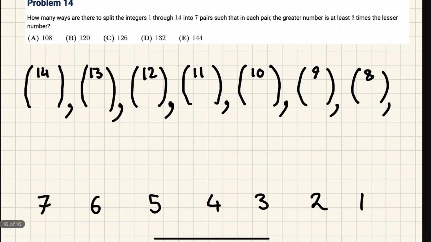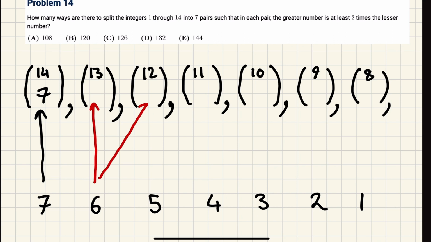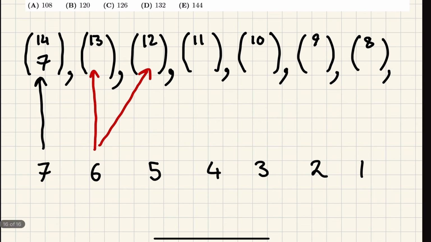So now we're left with 7 more numbers. These clearly have to go somewhere. You have to pair them up. Now, 7 conveniently only can go here. Now, where can 6 go? Now, 6 is interesting. 6 could go with 13, or 6 could go with 12. So we have 2 options there. Let's just write a little 2 under there.